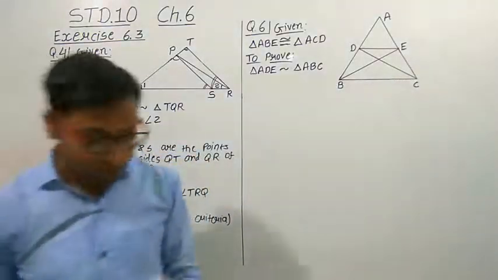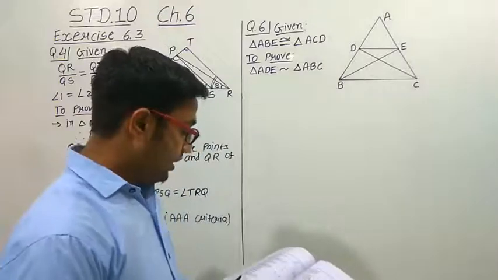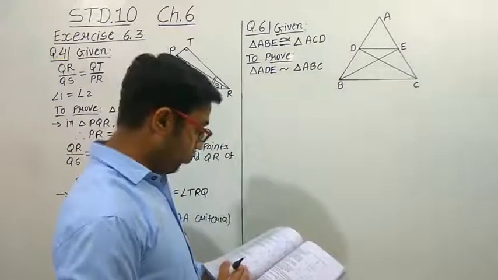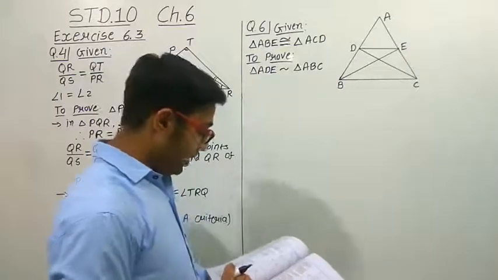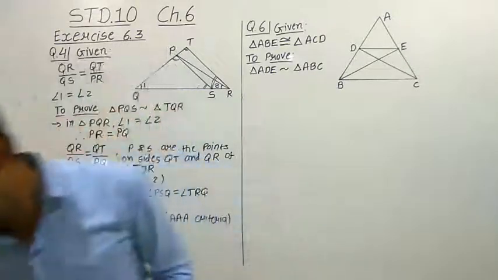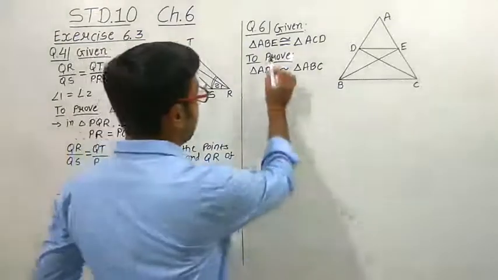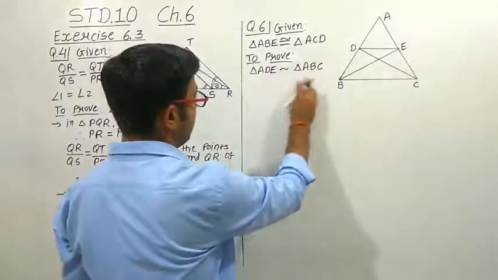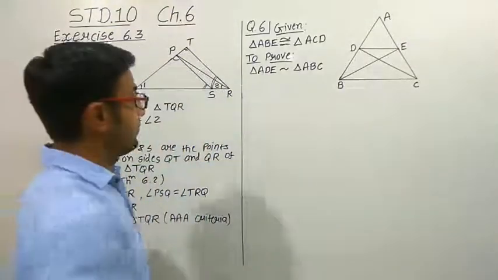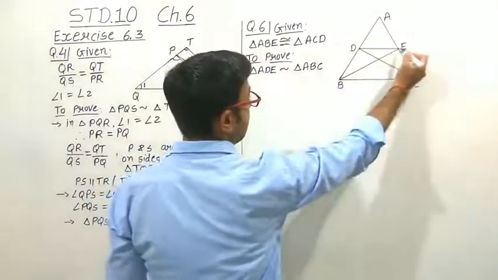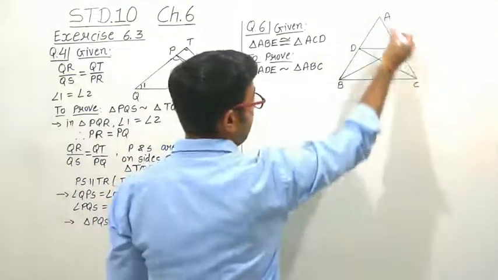Here we are given a diagram. If triangle ABE is congruent to triangle ACD, then triangle ADE is similar to triangle ABC. So these things we are given: ABE is congruent to ACD, and we have to prove that these two triangles are similar. The triangles given as congruent are ABE, this triangle, and ACD.